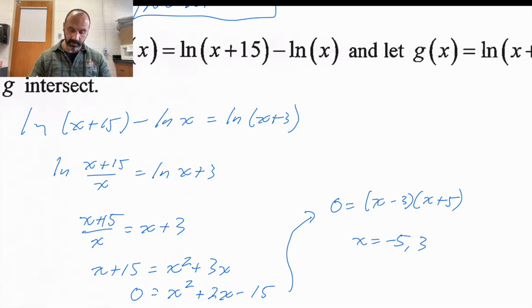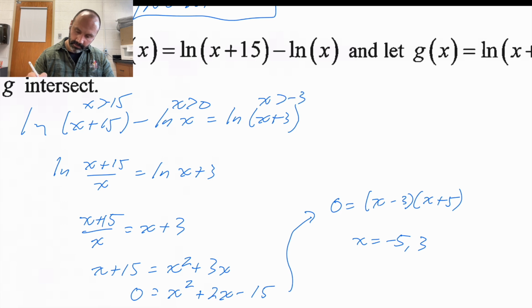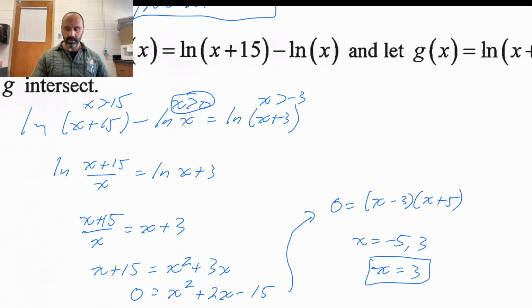Now we need to check our restriction domains. Here, x has to be greater than 0. Sorry, x has to be greater than negative 15. And here, x has to be greater than negative 3. So really our restriction is that x has to be greater than 0. And so x equals 3. It's the only one that works; it excludes negative 5.